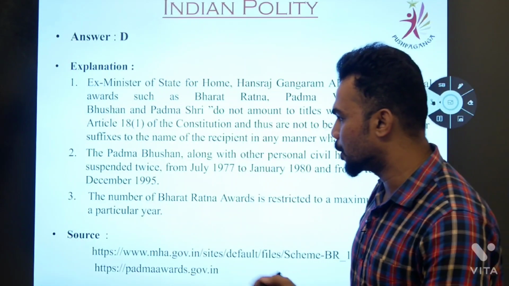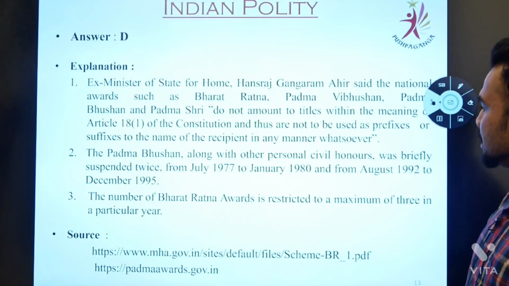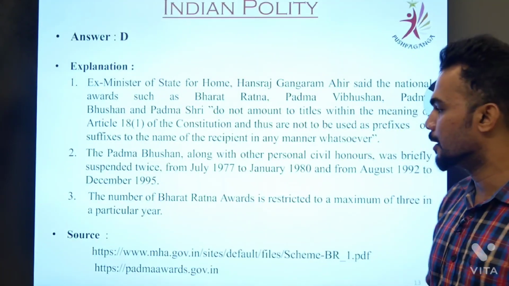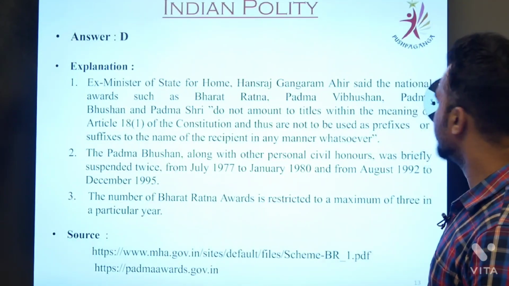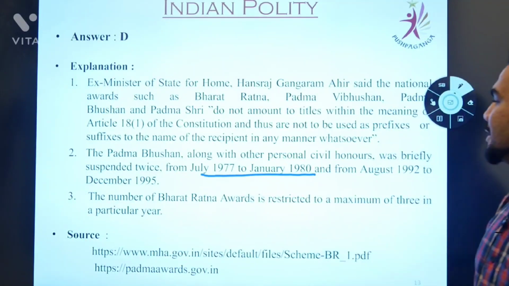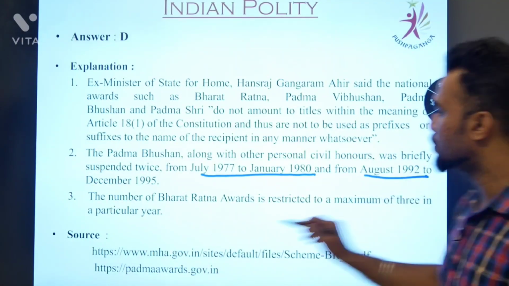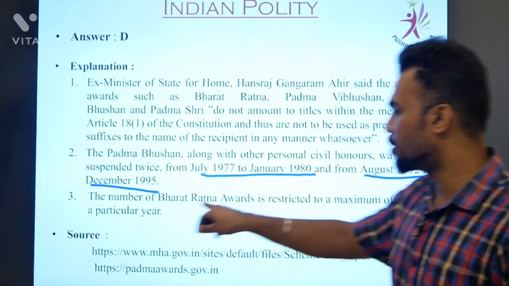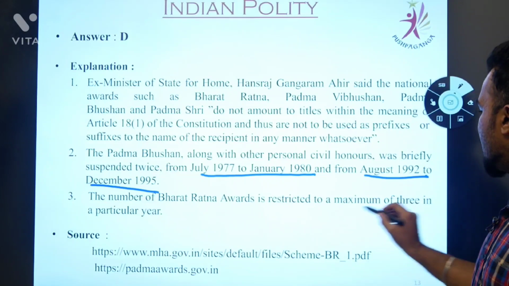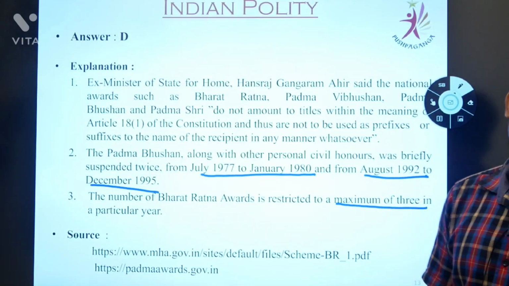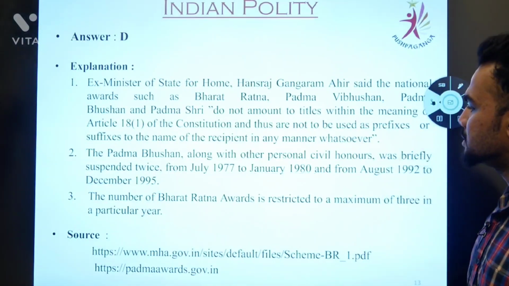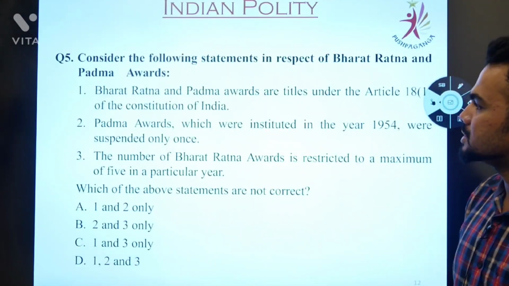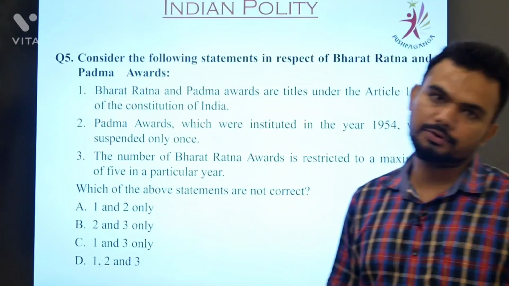So the second option, the Padma Bhushan along with other personal civil honors was briefly suspended twice, as we discussed earlier. It was suspended twice, from 1977 to January 1980 and from August 1992 to December 1995. Okay, so it was twice. The number of Bharat Ratna awards is restricted to a maximum of 3 in a particular year. So based on this, the right answer, with the source mentioned over here, will be D, 1, 2 and 3.